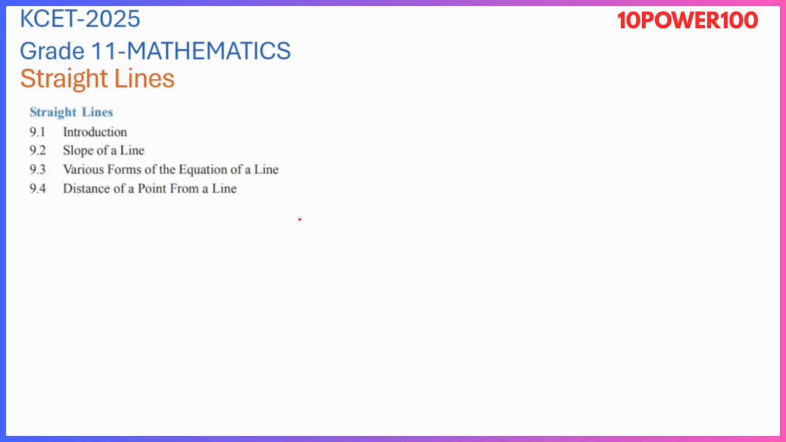The first topic is straight lines. So in this we have introduction, slope of a line, various forms of line equations, and distance between a point and a line. Okay, so let's take slope first. So how to find a slope? When 2 points are given, we can find out slope. So m is equal to (y2 minus y1) by (x2 minus x1). So this is how we find out the slope when 2 points are given.